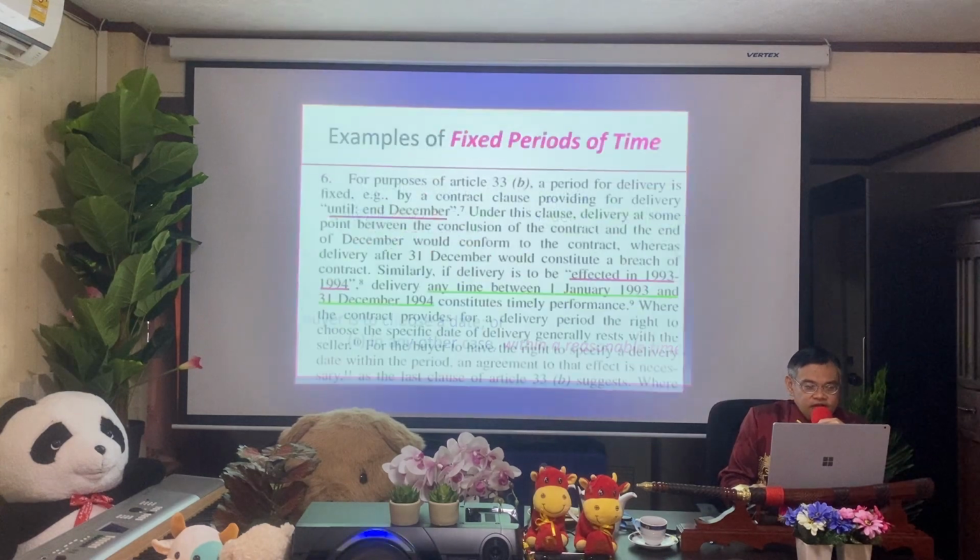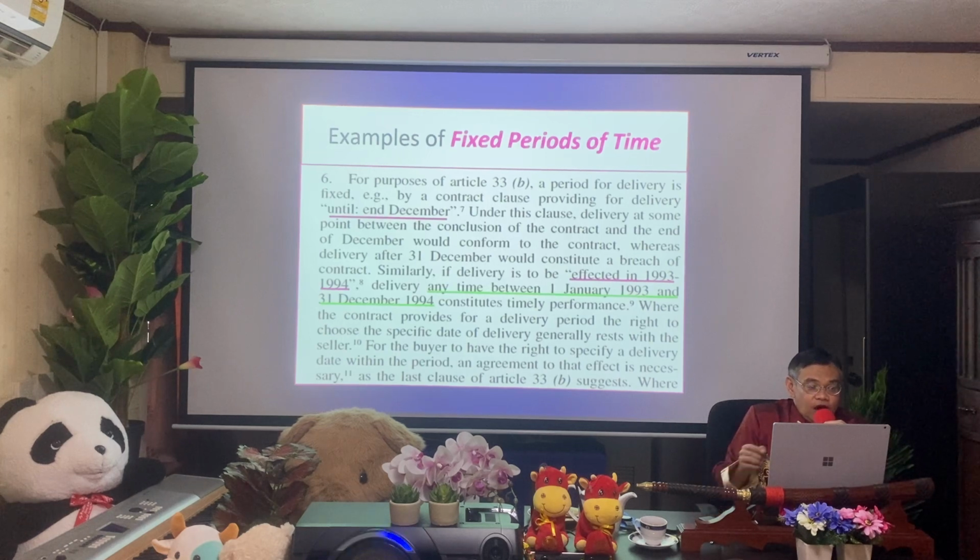We can see this example. Let's suppose that the contract provides that the seller will have to deliver the goods until the end of December. That means the seller can deliver at any time until the end of December. The seller may deliver on the 1st of December, the 2nd of December, up to the 31st of December. Or if the contract of sale provides that the seller will have to deliver in 1993 to 1994.